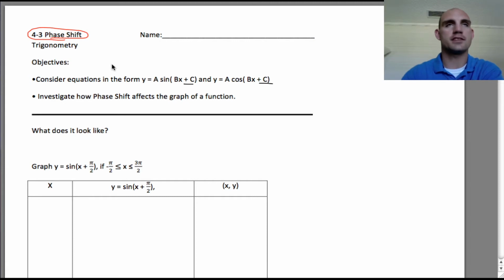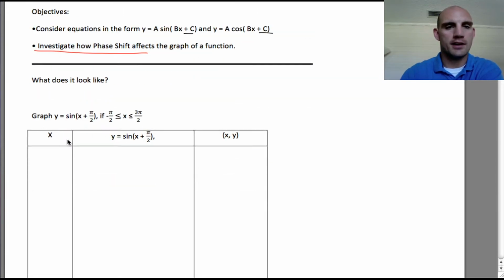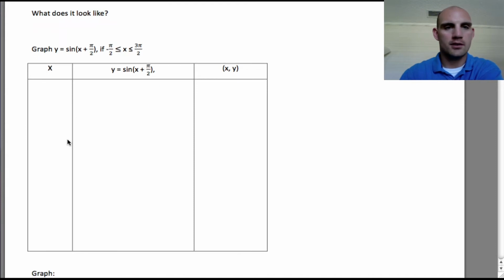and it's going to obviously shift, being in the name, it's going to be shifting our graph in a certain way that we're going to look at in this. And we're going to investigate how phase shift affects the graph of a function in this lesson. Okay, so when we move down here, what does it look like? Well, it looks like this.